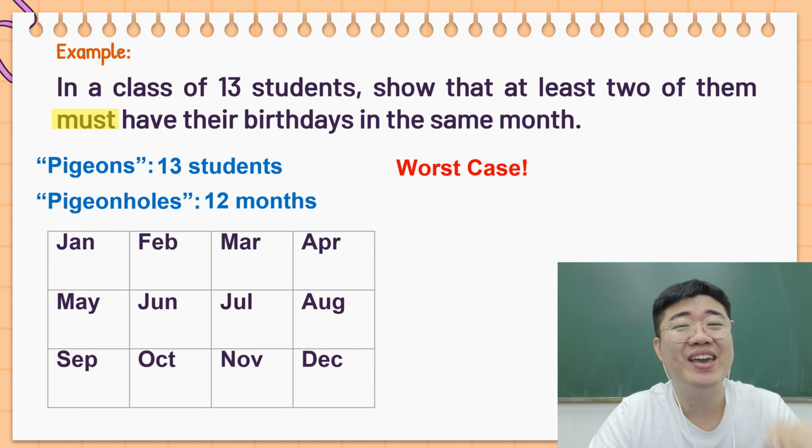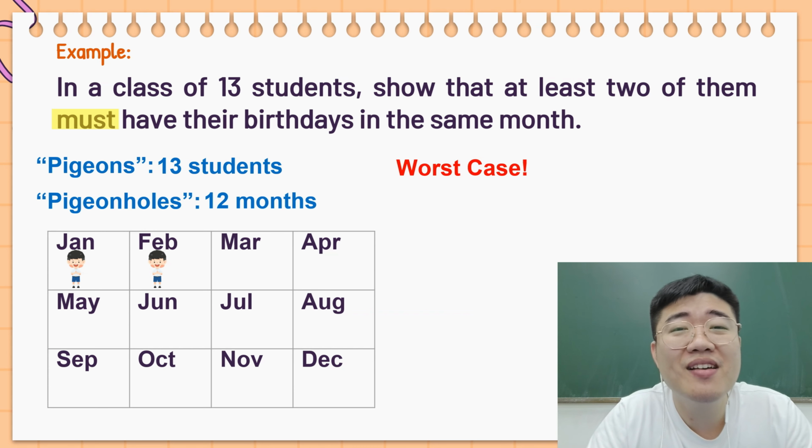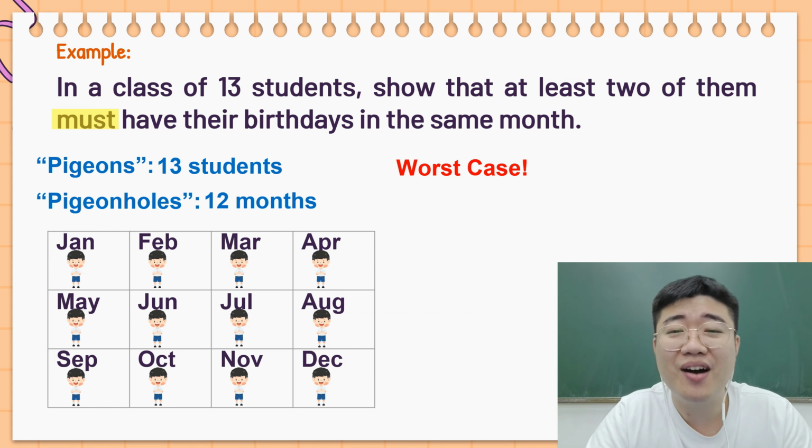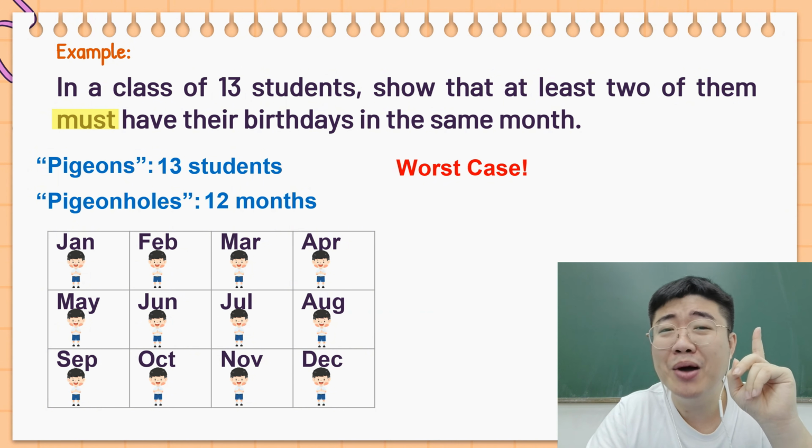So we know we can put 1 student each month. Let's do that now. January, 1 student. February, 1 student. We do the same for all the others, all the way until December. So now, do we have all the students?